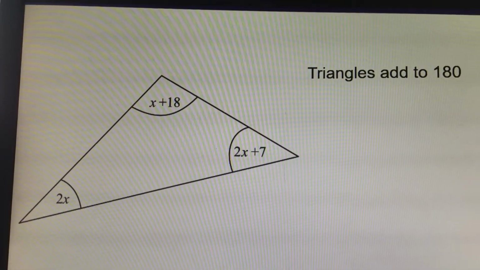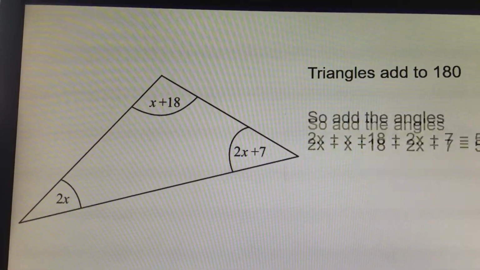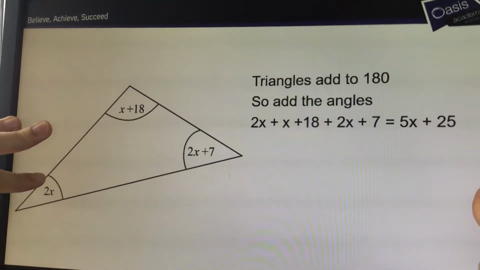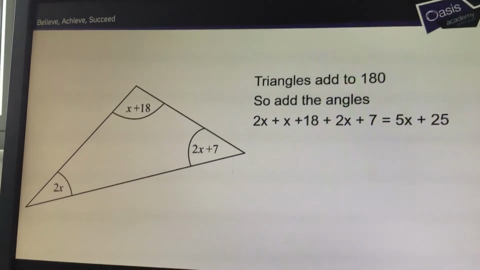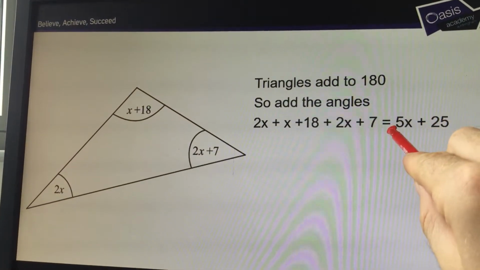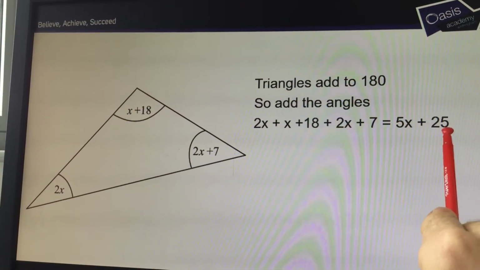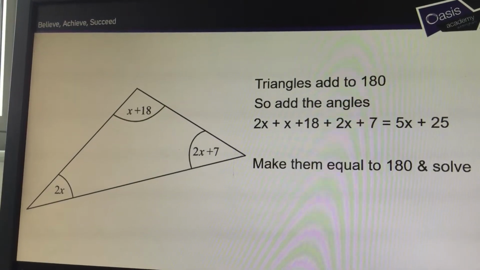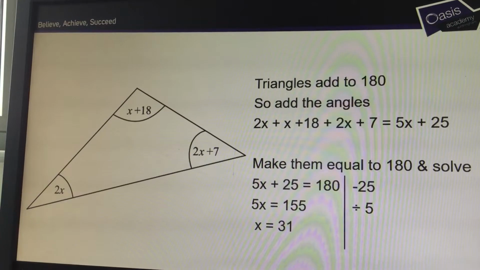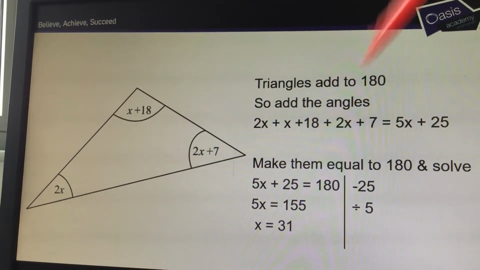These are angles in a triangle, so they add up to 180. We know that if we add them all together, excuse me, let's get this in. This is my technical zoom. I'm pushing the screen back. But we know if we add them all together, we'll get 180. So if we add all the algebraic terms together, we get that, and we can make it equal to 180 and solve it as normal. Okay, so that is what you're going to have to do.